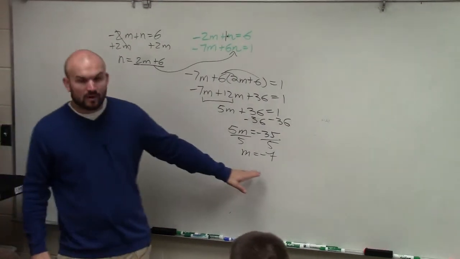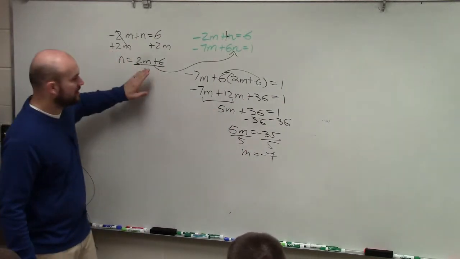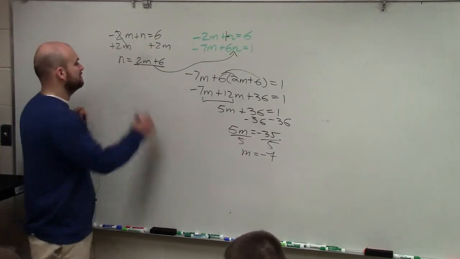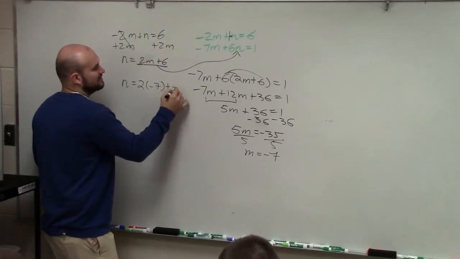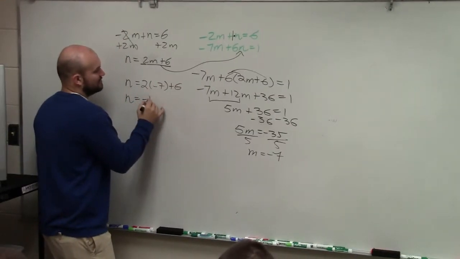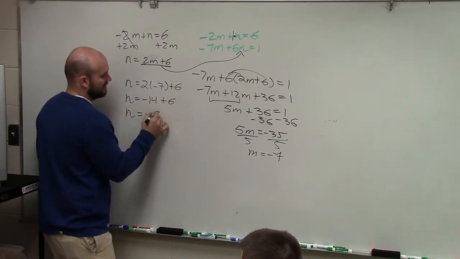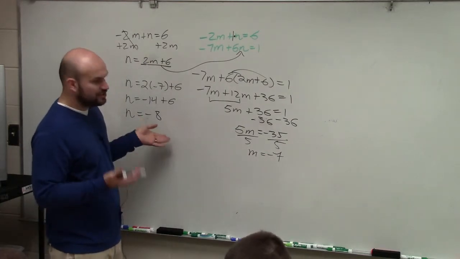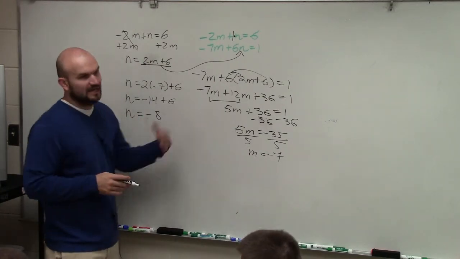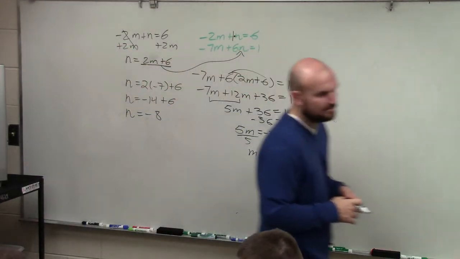So now, once we know what m is, we take the value of m and we plug it back into our equation for n. So n equals 2 times negative 7 plus 6. N equals negative 14 plus 6. N equals negative 8. So now the value of my two variables is going to be negative 8, negative 7. OK? That's it. That's all you guys got to do.